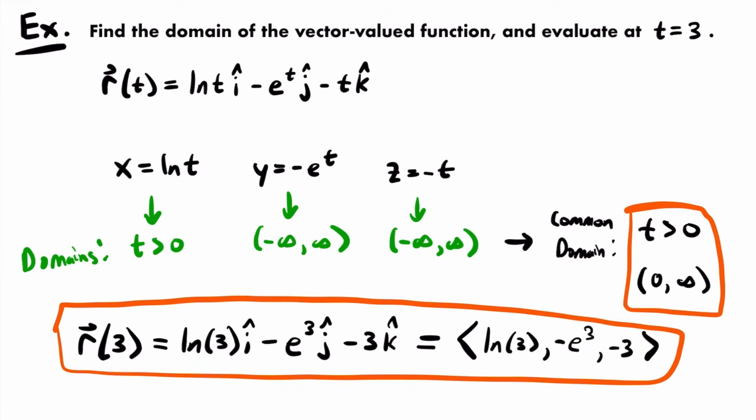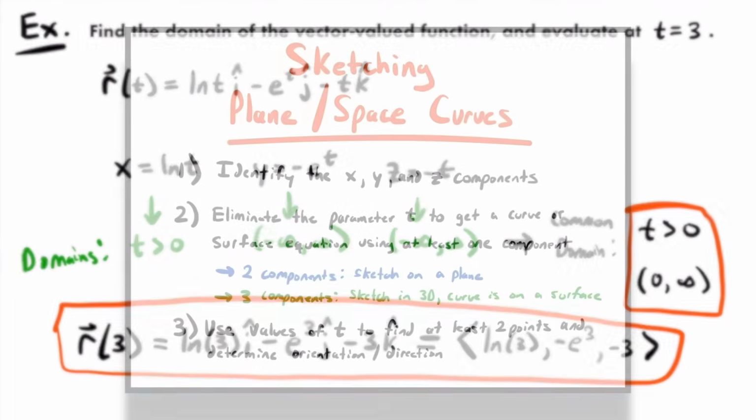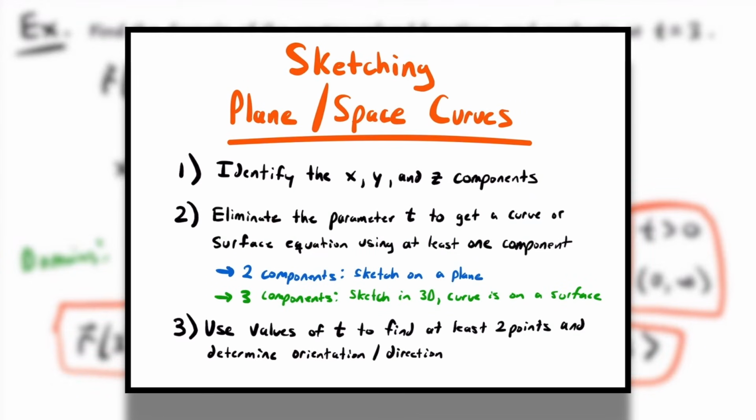Okay, so now that you are familiar with vector functions, we can now begin to talk about how we go about sketching plane curves and space curves given a vector function. And the general guidelines look like this. The first thing that you want to do when sketching a plane or space curve given a vector function is you want to identify the x, y, and z components. It seems like a trivial thing to do, but you want to do it. You want to know what's my x component, what's my y component, and what's my z component.